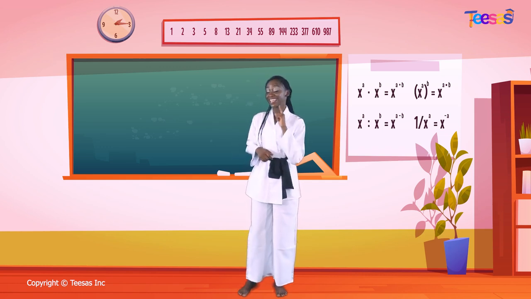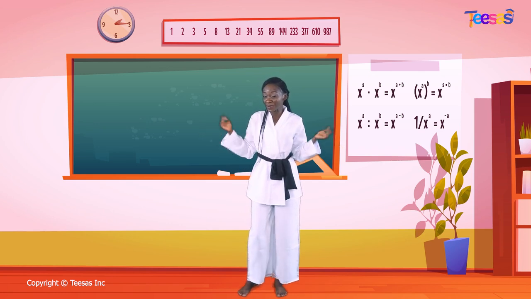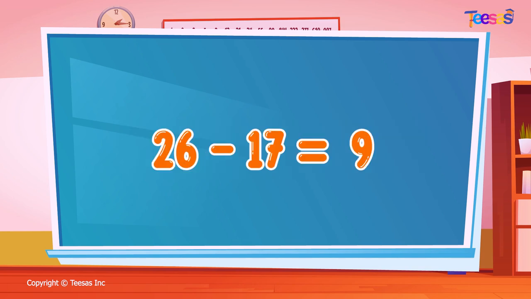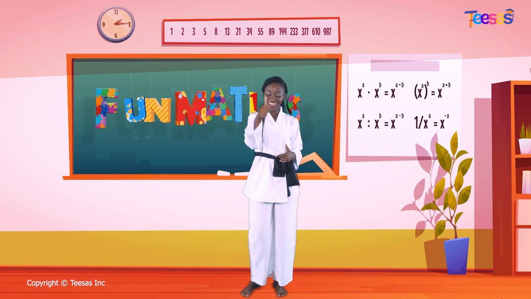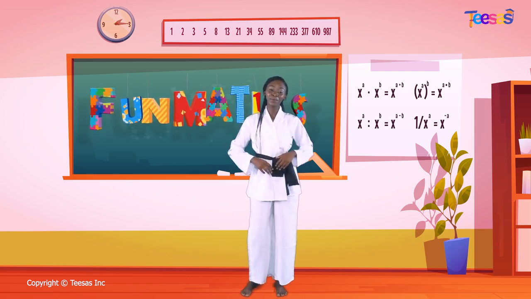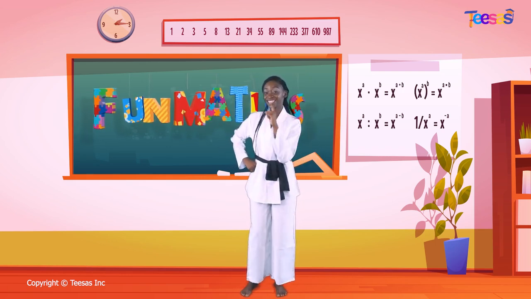Super! It's time to check, check, check. But how? We substitute the value of the variable into the equation. 26 minus 17 equals 9. Awesome! Super! We did it! Phew! It's time to take a break.